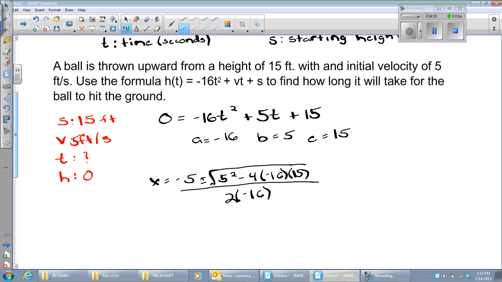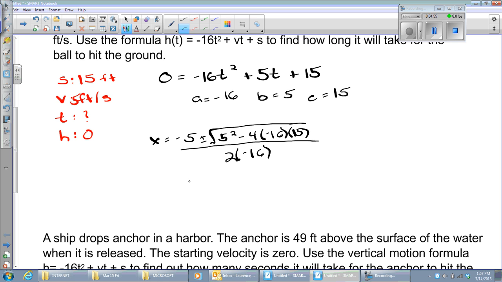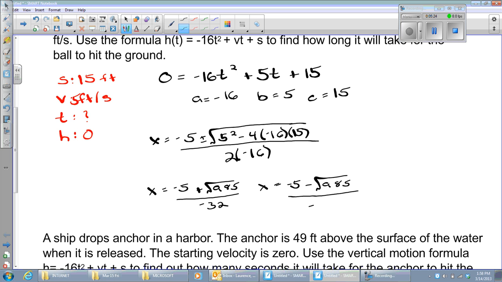Okay, so when we simplify what's under the radical, we get x equals negative 5 plus the square root of 985 and x equals negative 5 minus the square root of 985, all over negative 32. Over here too, negative 32.